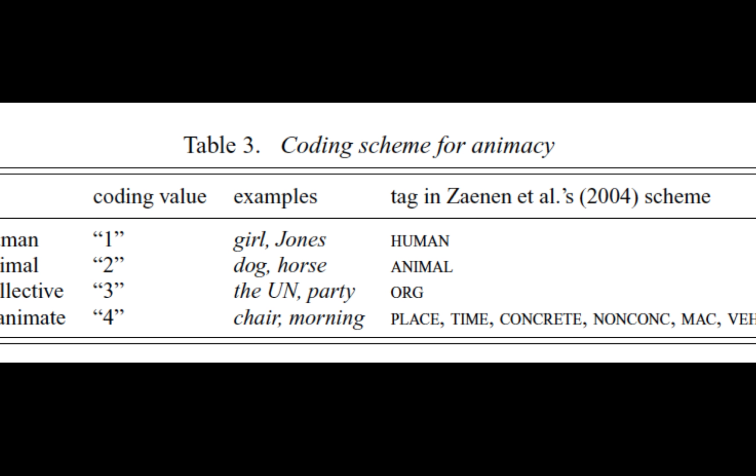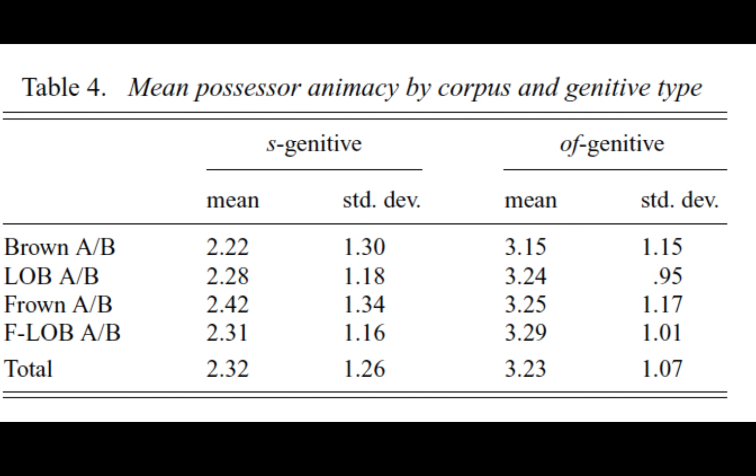So this is a 4-level factor. It's not a scalar factor because this is not read numerically, but it's a 4-level factor. And this is one of these univariate descriptive analyses, I'm not showing all preliminary analyses, where for every corpus, for every subsection of our data, we're showing a mean animacy level for the S genitives and the mean animacy for the of genitives. So what this shows you is that in every instance, the S genitives have a lower animacy coding than the of genitives.